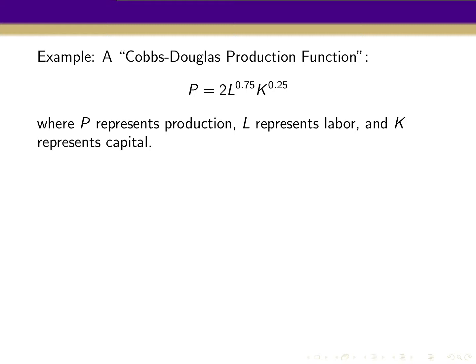And so in this one in particular, we have P is equal to 2 times L raised to the 3/4 power times K raised to the 1/4 power. And so for a Cobb-Douglas production function, it's important that these two exponents on L and K add up to 1. And so here we have 3/4 and 1/4.